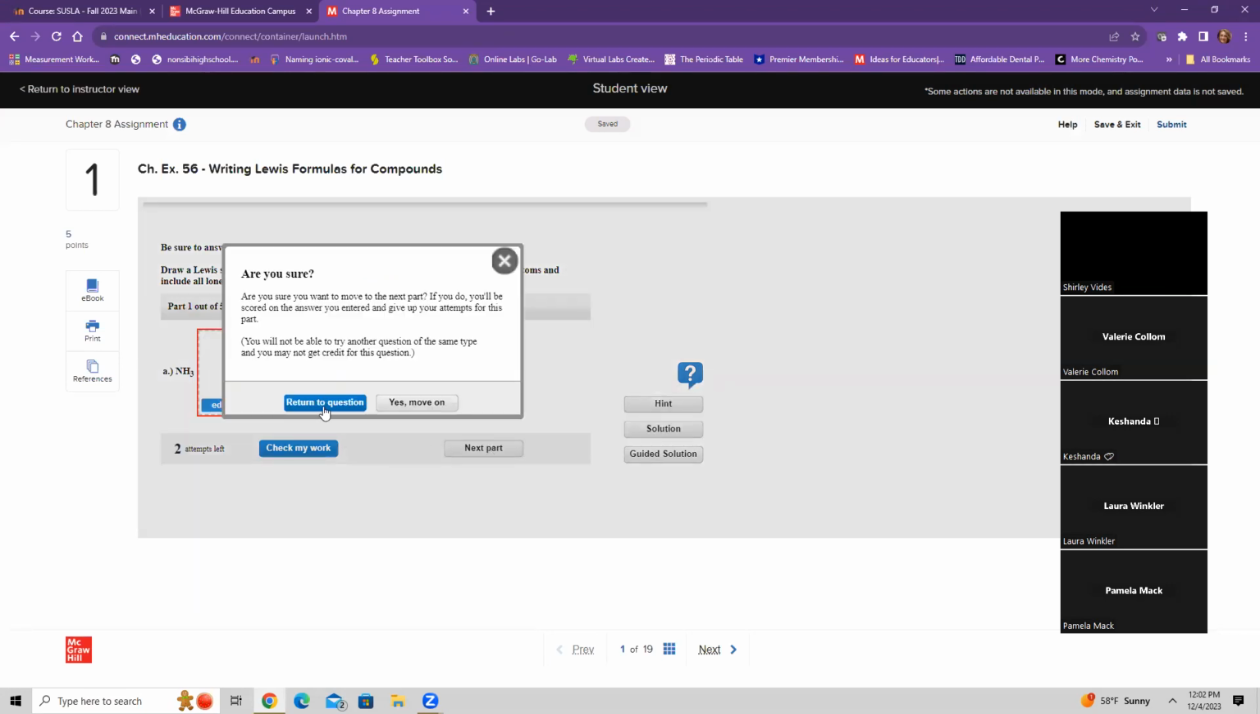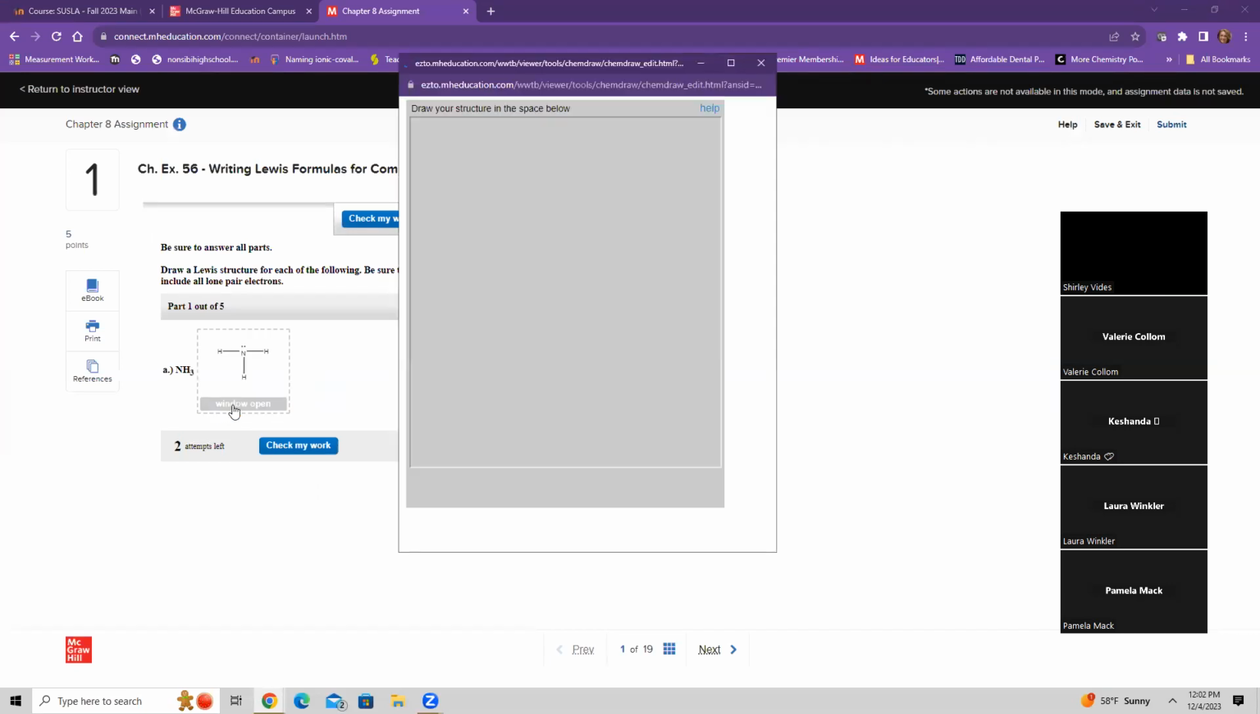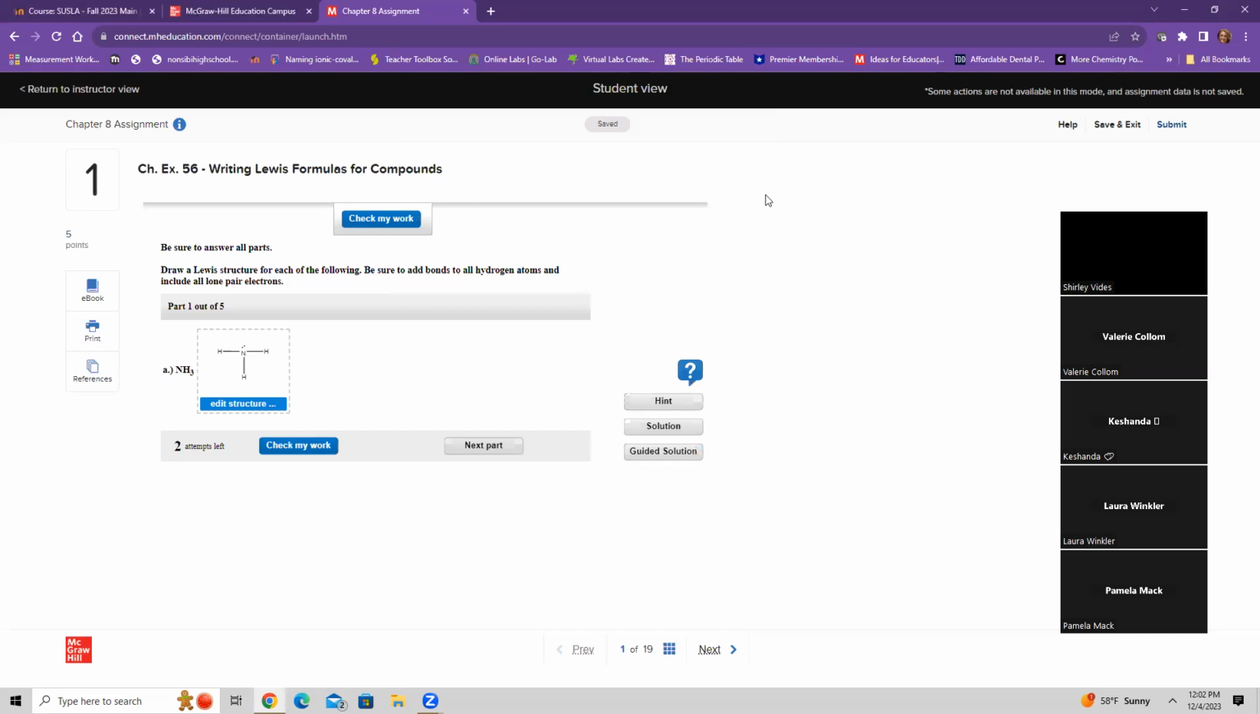Okay, return to question. I did make the stupid structure. Edit structure. See, it went away. No, it's still on there. Okay, but it's correct. I know it's saved. There it is. See, it's on there. Okay, so I just closed this. I couldn't see, so that's why save and exit was wrong. All right, so see, there it is. All right, so check my work.